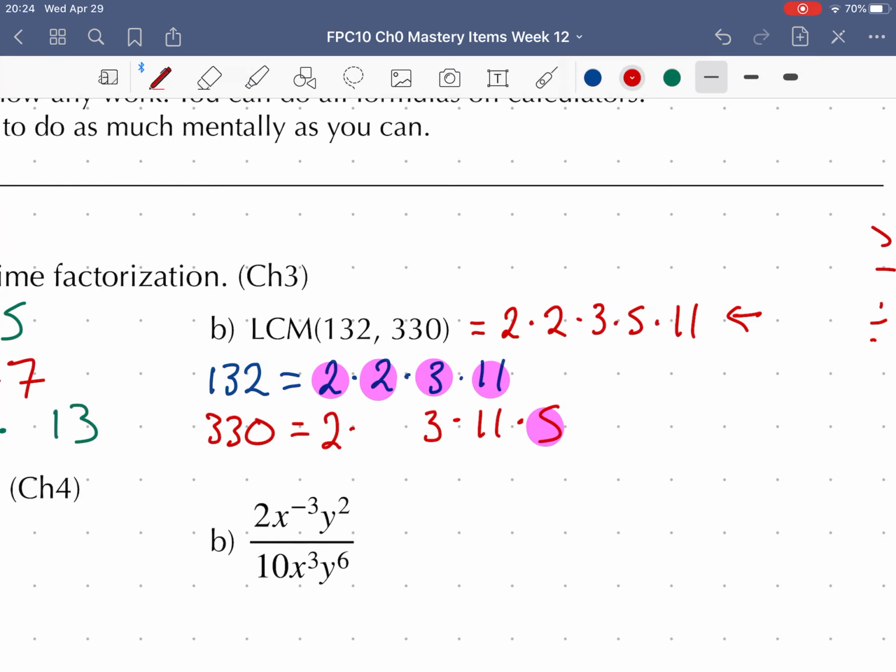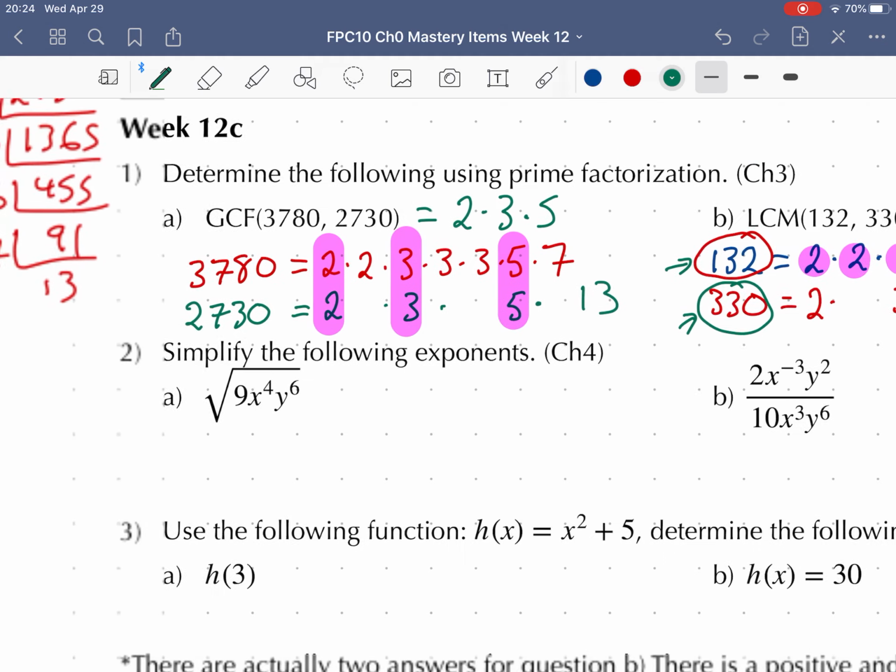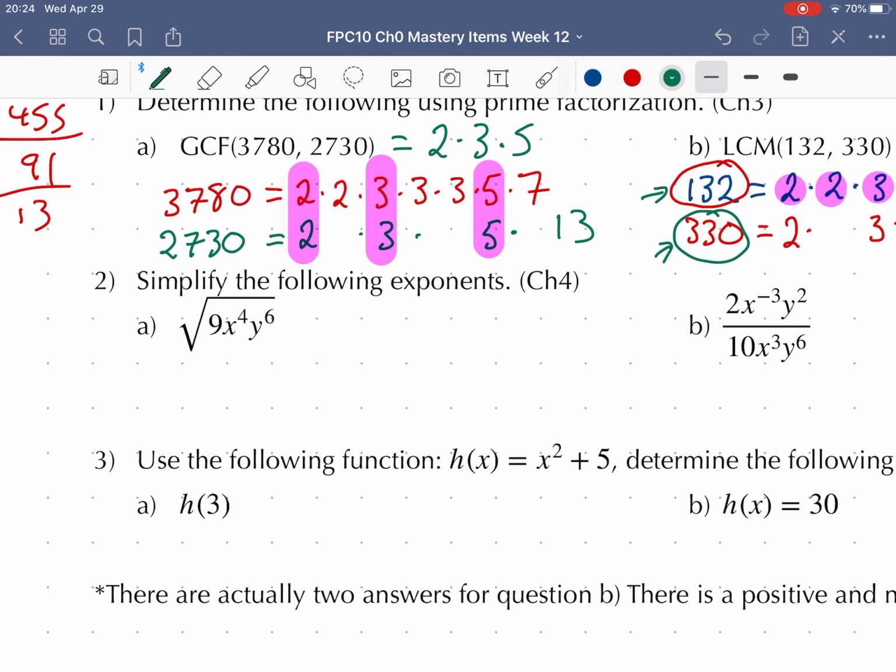So whatever number that turns out to be, inside this number we have to see all the factors from 132 and all the factors from 330. We want the smallest amount of factors that have all the factors from 132 and all the factors from 330. All right.